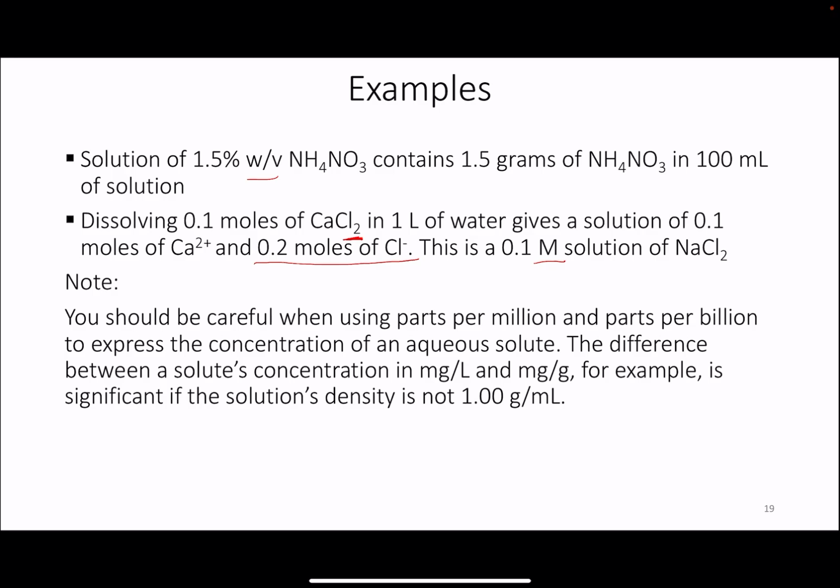Another thing to keep in mind, when using parts per million and parts per billion to express an aqueous solution, is that the solution's concentration is different if the density is not 1 gram per mil. And so for anything related to seawater, you have to keep this in mind.